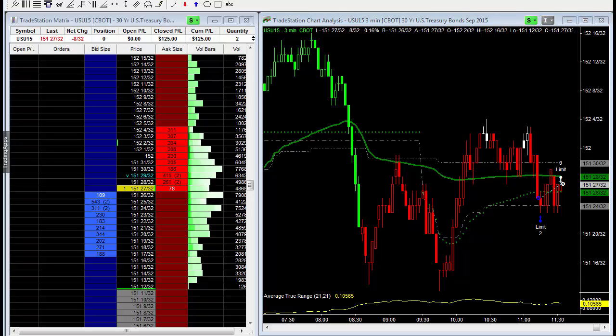I'm short the E-mini S&Ps. I'm going to show you that trade in a minute. So again, we took off 125 there on the bonds, and we are definitely underwater right now in the S&Ps, but we'll see if this market starts to move lower. So that's the bonds. Okay, one little trade on the bonds.